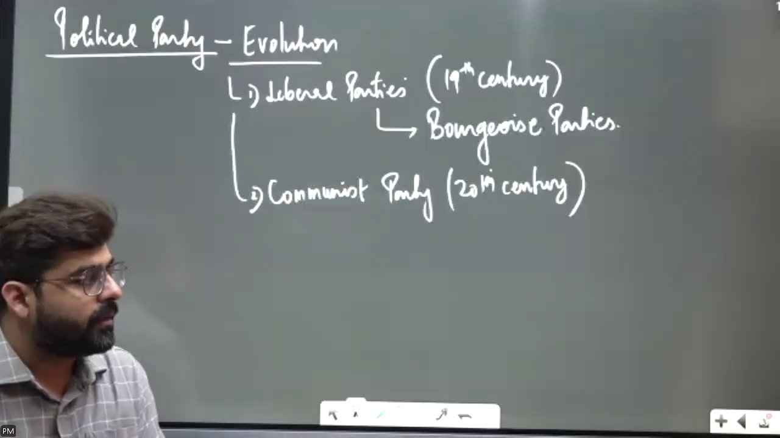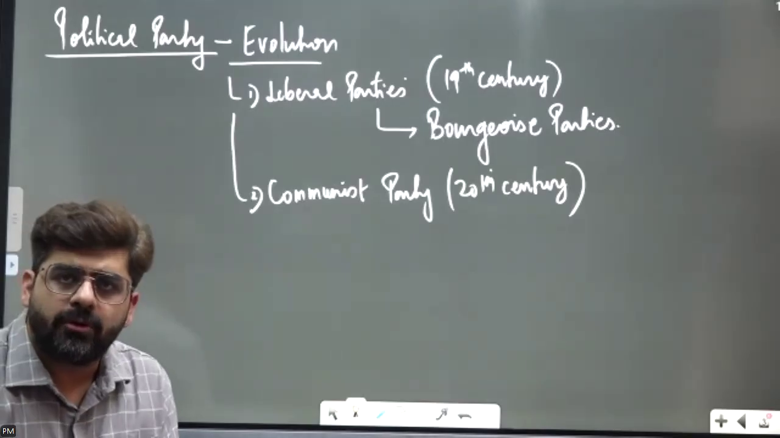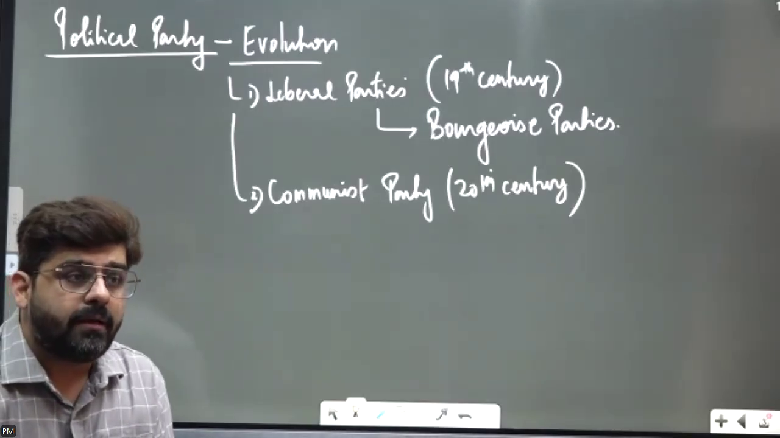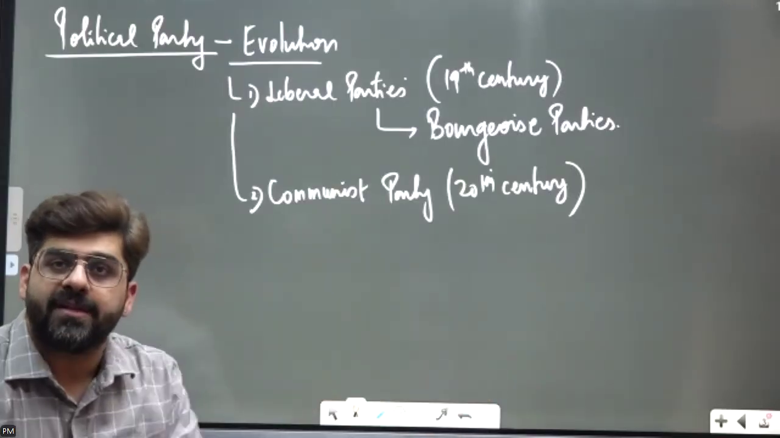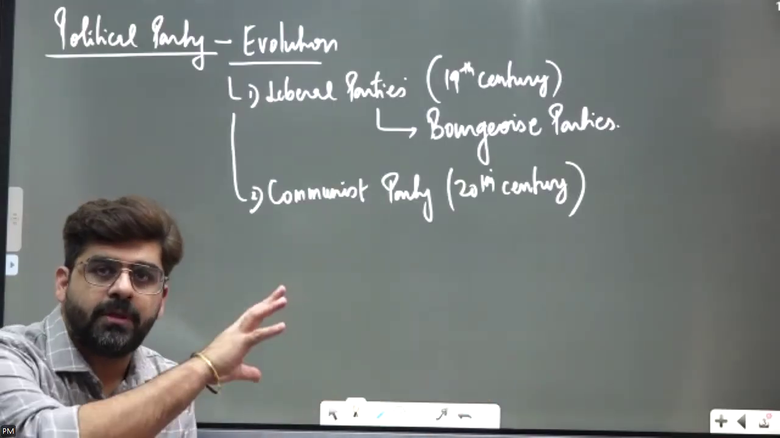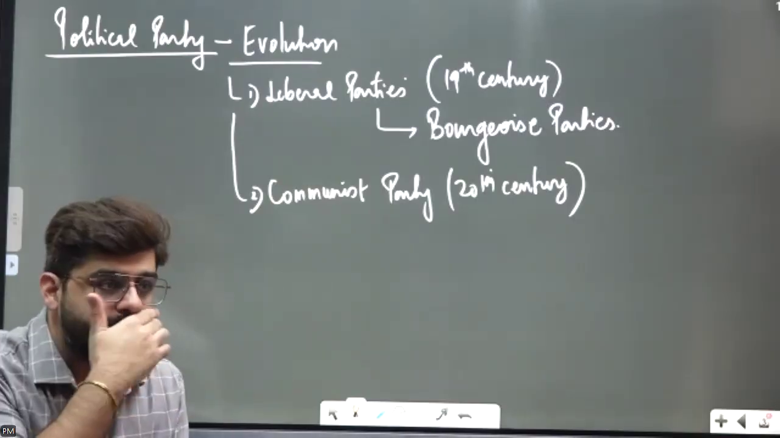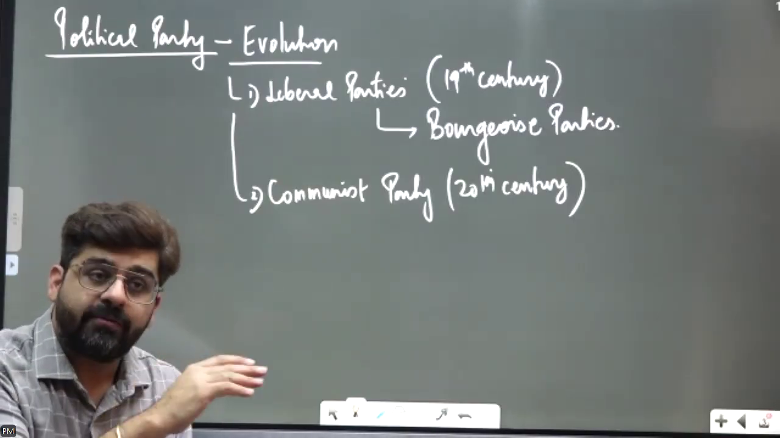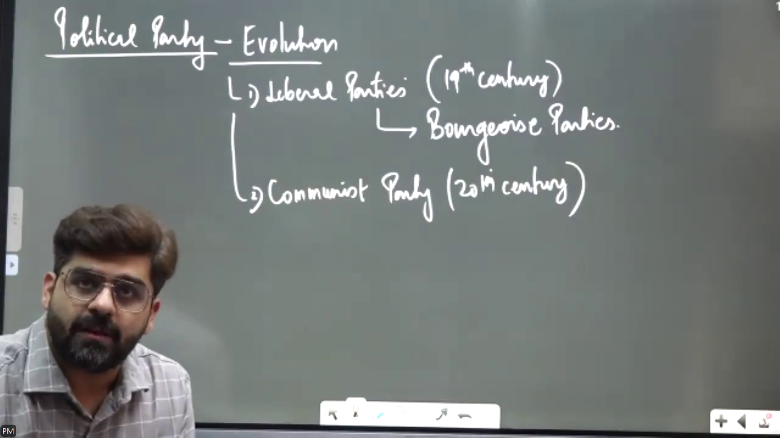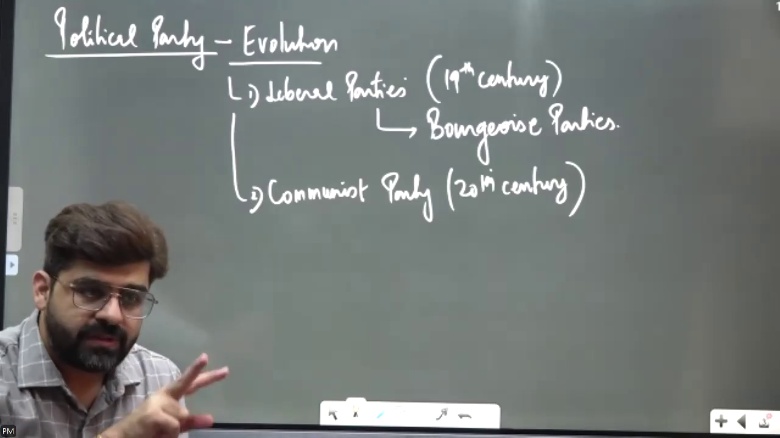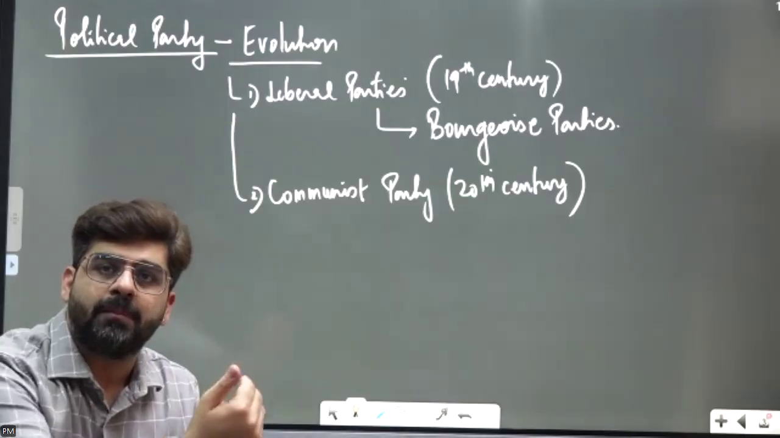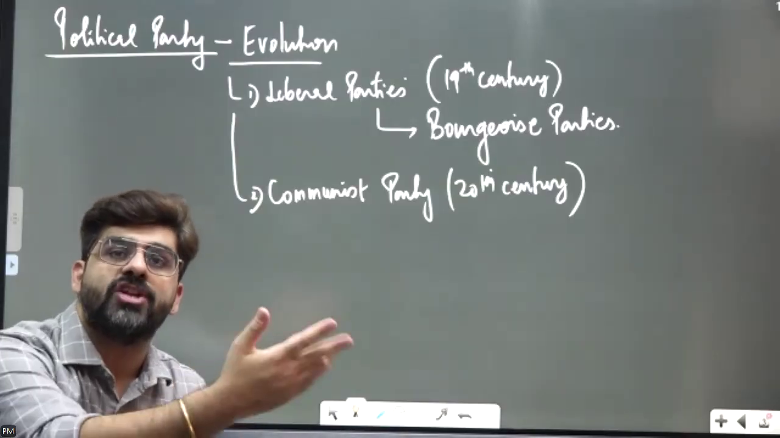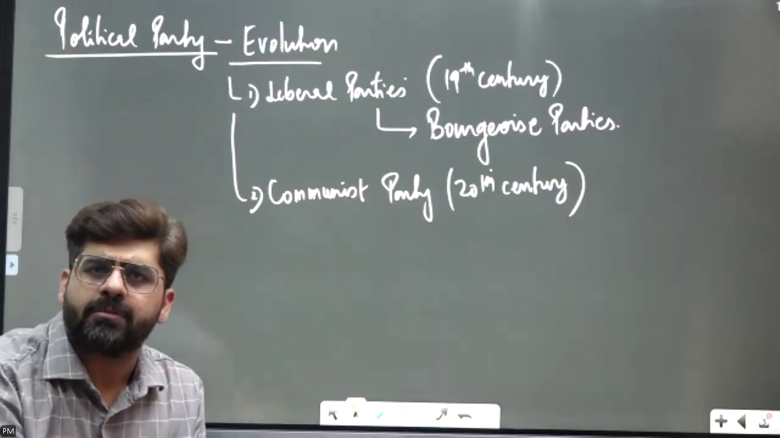Later on, these parties kept on growing. And in the colonial world, nationalist parties came. So we have in Europe liberal parties, we have in Europe communist parties or socialist parties. We have in the colonies nationalist parties coming up. If you see why a particular party is coming up, liberal parties are coming up because they want to pursue liberal agenda, which is the agenda of the capitalist or the bourgeois class.